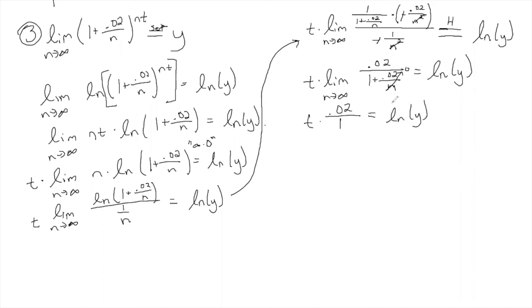Still equals ln y. I'm carrying through my ln y to remind myself that I have to exponentiate after. So really what I have, flipping the order just to see it a little bit clearer, is 0.02 t equals ln y. Following the arrows again, I get e to the 0.02 t equals y. And that's the thing that we're after.